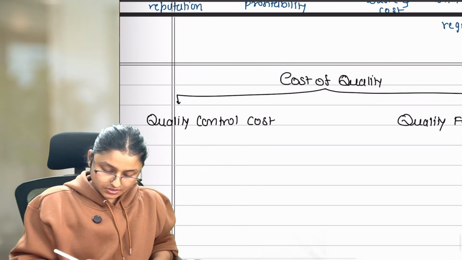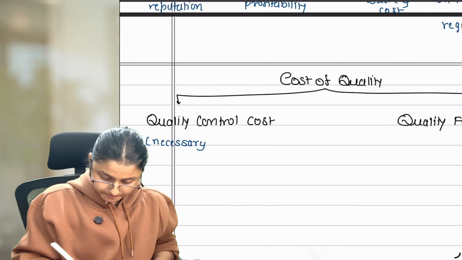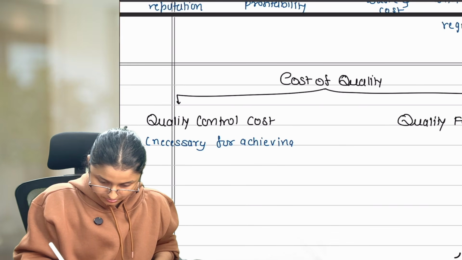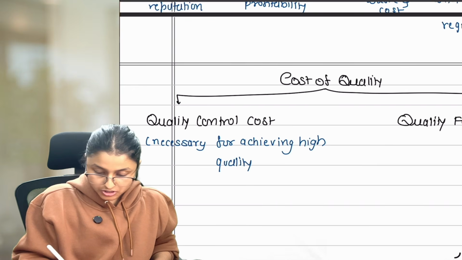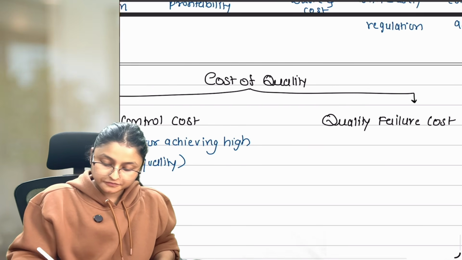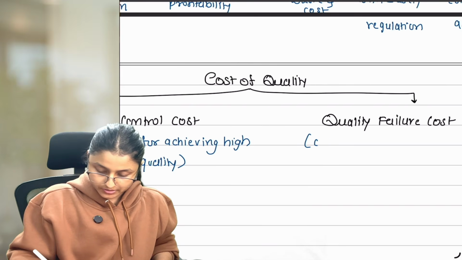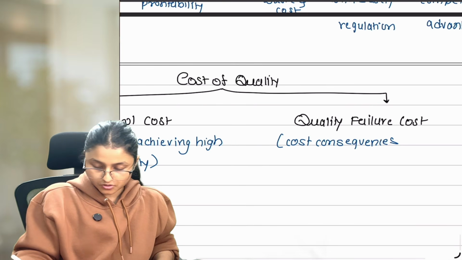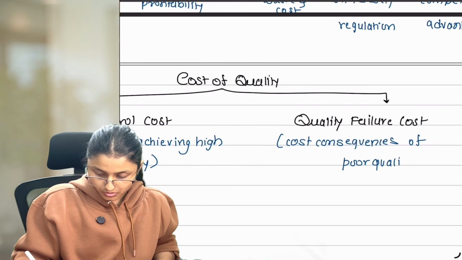Quality control cost is incurred for achieving high quality. Right. With the help of this, we are trying to achieve that high quality, but if it is not achieved, then there are some consequences of it. And those consequences are failure cost, consequences of poor quality.